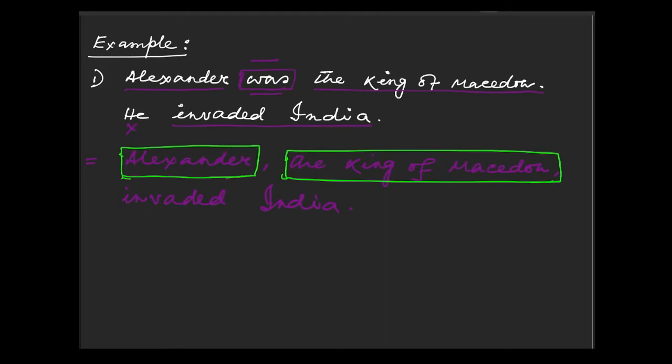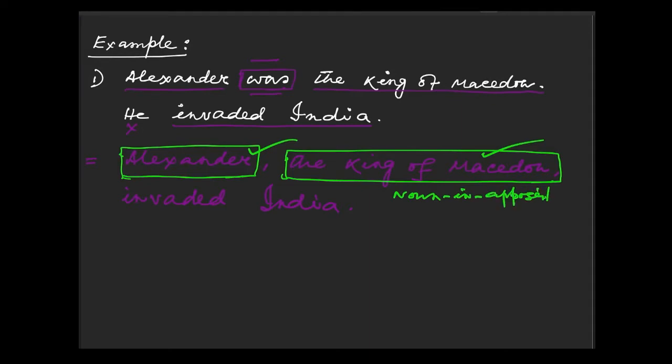These 2 nouns are put side by side, where the second noun is describing the first noun. Second noun is working as an adjective of the first noun. So noun in apposition means side by side. Noun put side by side is called noun in apposition, where the second noun, it is a noun phrase, is working as an adjective of the first noun. Alexander, who is Alexander? The second noun phrase here is saying that Alexander was the king of Macedon and he invaded India. This one is called noun in apposition.